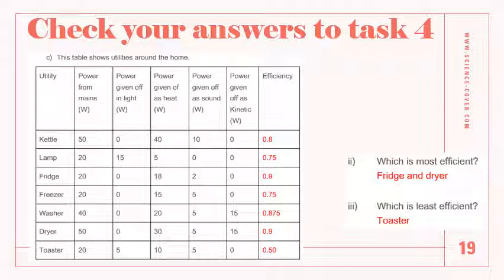We had to fill the values in on the table for efficiency. So the kettle was 0.8. The lamp was 0.75. The fridge was 0.9. The freezer was 0.75. The washer was 0.875. The dryer was 0.9. And the toaster was 0.5. Which is the most efficient? It will be the fridge or the dryer. Which is the least efficient? It was the toaster.